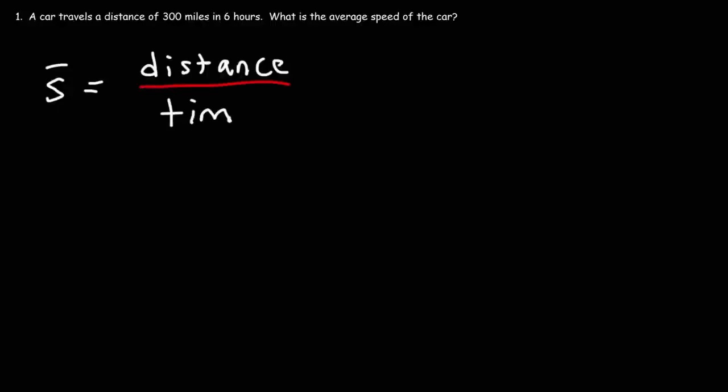A car travels a distance of 300 miles in 6 hours. What is the average speed of the car? So we could use this formula. The average speed is going to be the distance traveled divided by the time. So the distance is 300 miles. The time is 6 hours. So what's 300 divided by 6?